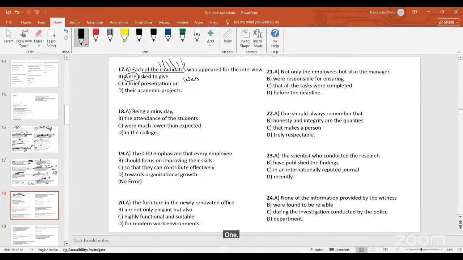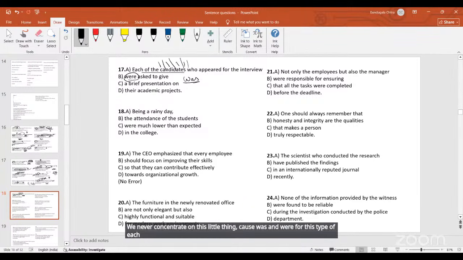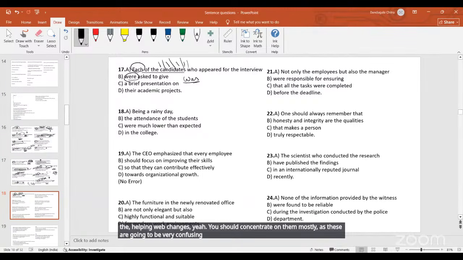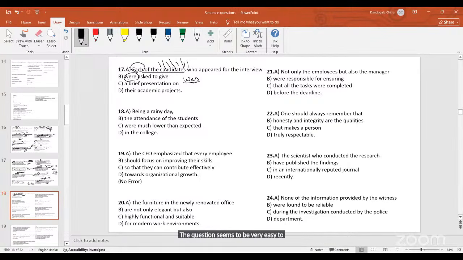So was. The reason why I have highlighted these types of questions mostly is because we never concentrate on this little thing, was and were, for this type of each, many, and we won't concentrate. That's why you should at least learn now that for each, many, the helping verb changes here. You should concentrate on them mostly, as these are going to be very confusing. The main problem with this verbal ability is this. The question seems to be very easy to us, but the options make us confused a lot. By looking at the options, we get confused about what to choose. This is a problem with verbal ability.